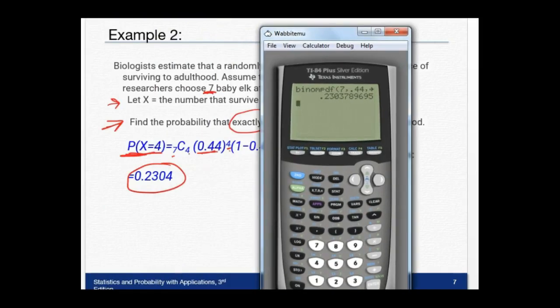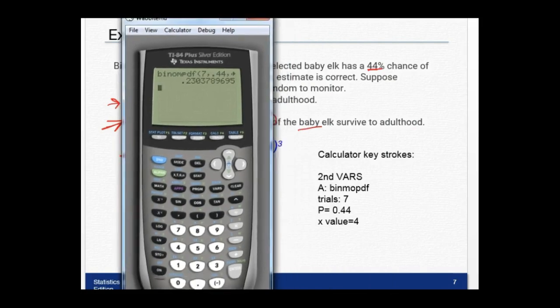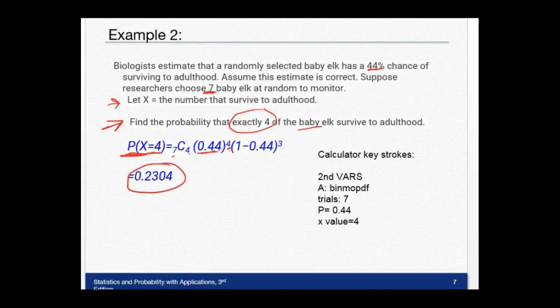Now, what you need to write down for me is this information right here. What you need to express to me on your paper is that you tell me what the trials were, what is P and what is X, and that you use binomial PDF, okay? There is a time for CDF, but right now we're just doing PDF. This is what you must write down, okay?